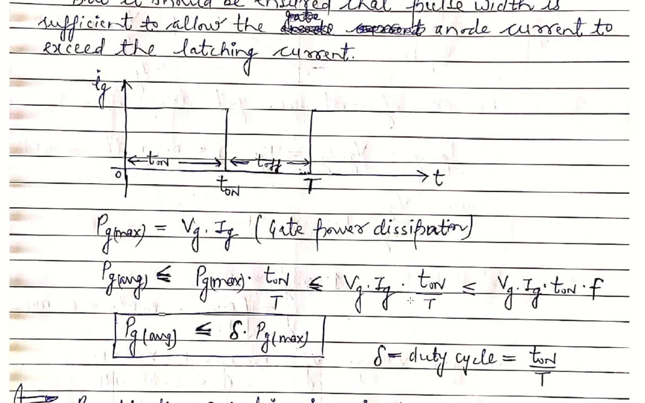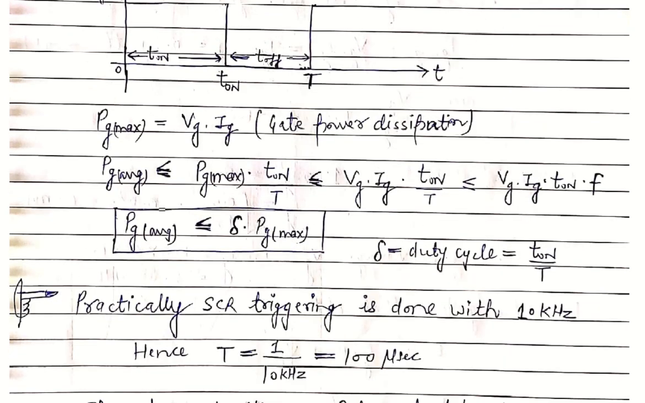So this is the condition for pulse gate triggering. Here T on upon T is the duty cycle. Duty cycle is always less than 1. So if we multiply it with PG maximum, PG average is always less than or equal to PG maximum. So if in the problem PG maximum is higher than PG average, we can say this is the pulse triggering condition. This condition is very important from the numerical point of view.